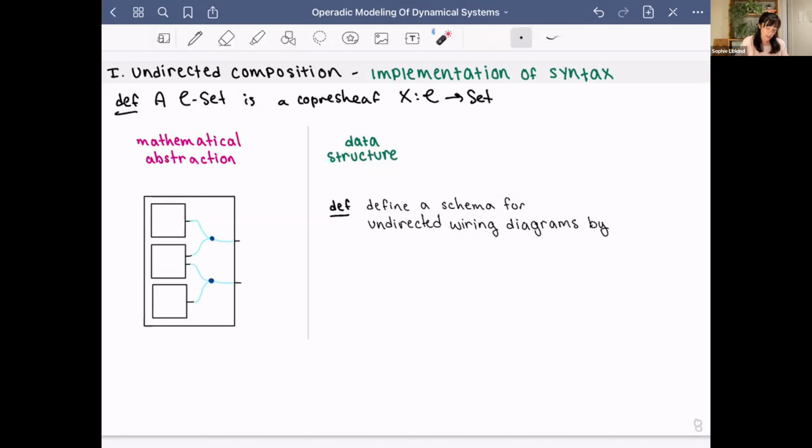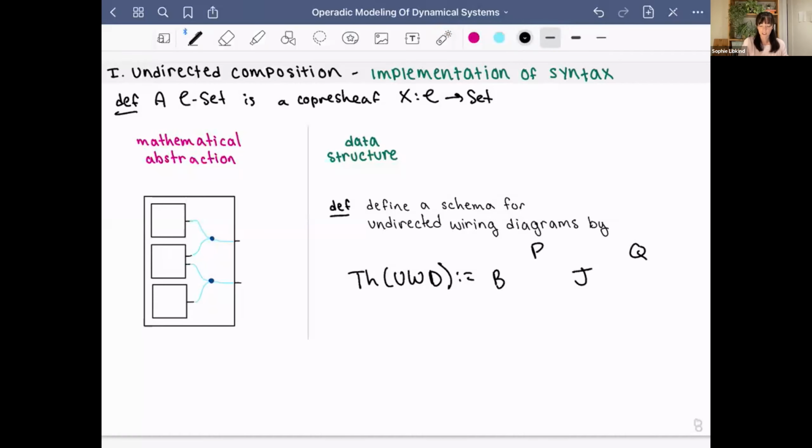So we want to take our mathematical abstraction of this diagram of systems, this undirected wiring diagram, and produce some data structure that will help us to store that information. So we're going to define a schema for undirected wiring diagrams, and we're going to call it the theory of undirected wiring diagrams. And so let's take a look at what these undirected wiring diagrams have. They have a set of boxes, a set of junctions, a set of inner ports, and a set of outer ports.